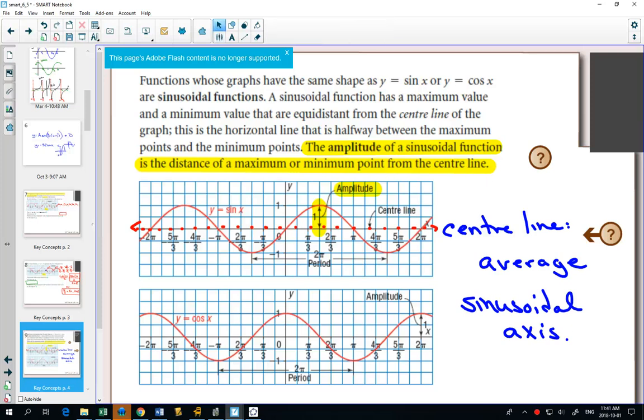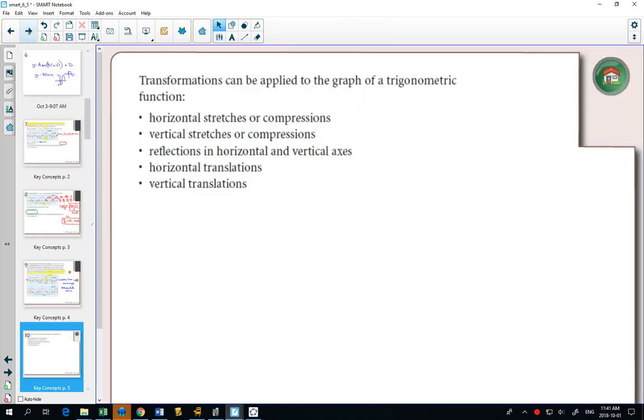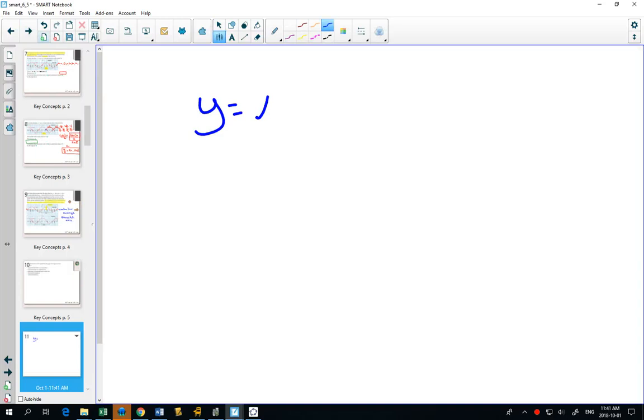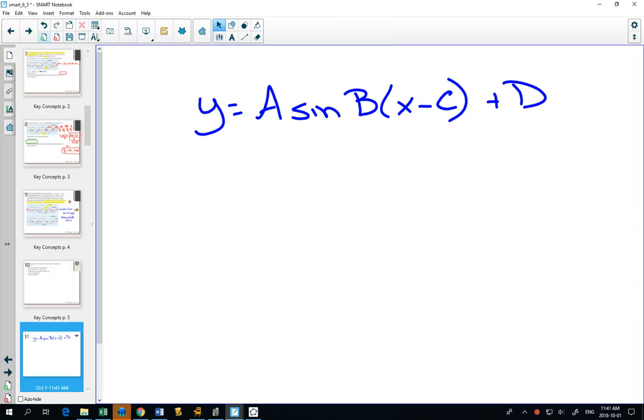Our job now in the next couple of questions is to find out how each of the transformations specifically affects the characteristics of a sine and cosine graph. Not so much the tangent graph. We're going to look specifically at our sine and cosine graphs first.